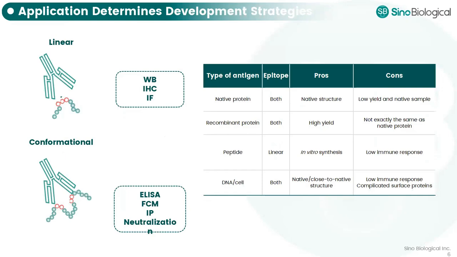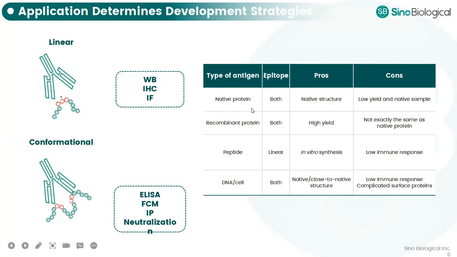We always believe applications determine the development strategy. Which means for some applications such as Western blot and IHC, those experiments are done under denaturing conditions. Therefore, the antibodies most likely recognize the linear epitope of the target. But for some other applications such as ELISA and flow cytometry, most likely the antibody recognizes conformational or linear epitopes. So based on the final application, we need to decide which type of antigens we will use for the immunization. There are a couple of choices here.